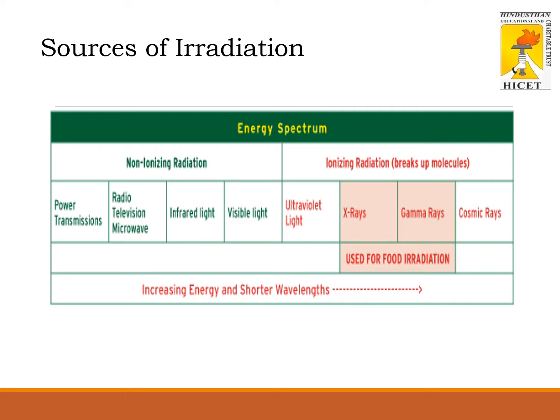Sources of irradiation. Generally, the energy spectrum consists of two different radiation sources: non-ionizing radiation and ionizing radiation. The type of radiation suitable for food irradiation are ionizing radiation because they have the energy to break up the molecules and form ions. The common ionizing radiation used as food irradiation sources are X-rays and gamma rays.